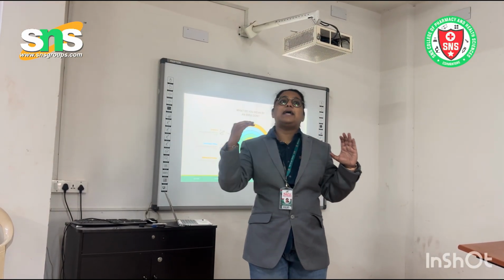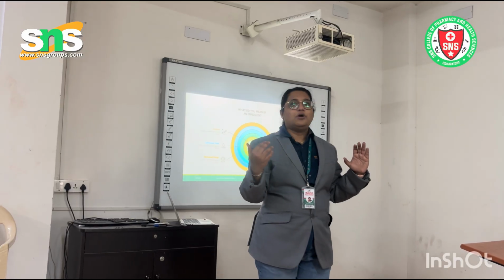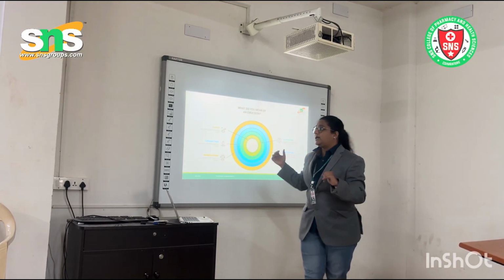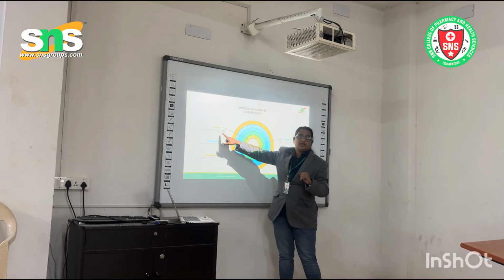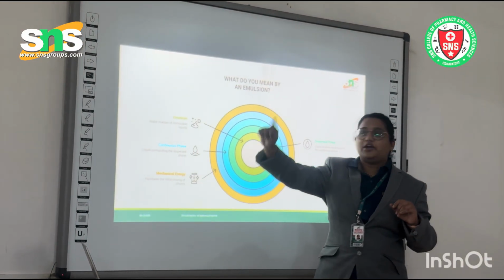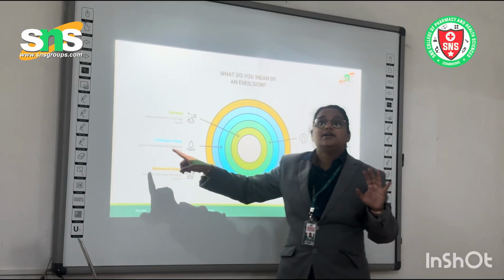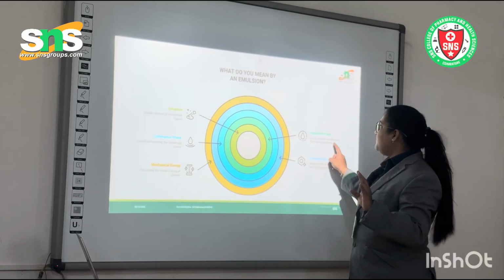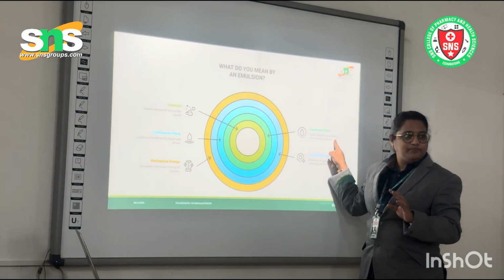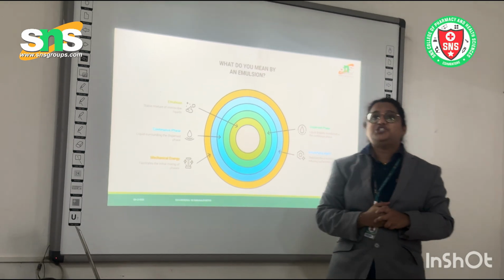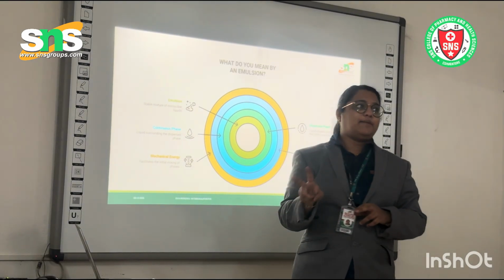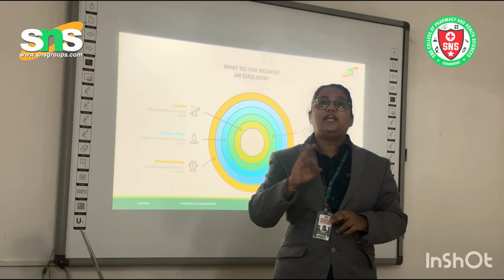Then that is called an emulsion. Okay, so coming to the thing, it is an emulsion. It contains two phases, I already told you. One is the continuous phase and another one is the dispersed phase. And emulsions, I already told you, are of two types: oil in water and water in oil.